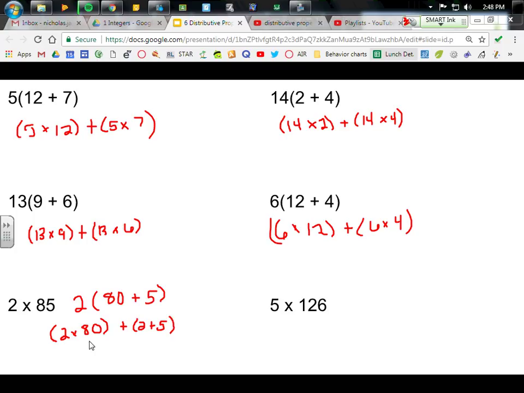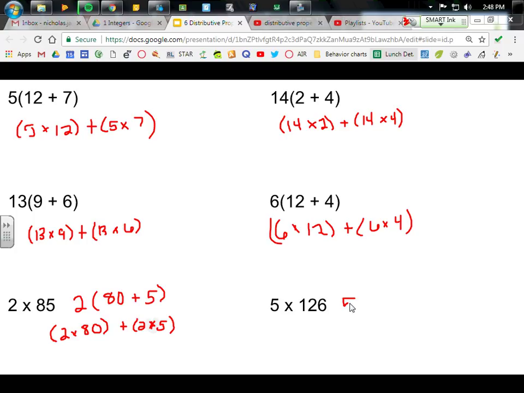And now when you look at it, it may seem a lot more manageable. 2 times 80 is 160. 2 times 5, make sure we know that that's a times. 2 times 5 is 10, so 160 plus 10 is 170. All right. Over here we have 5 times 126. Now 126 can be broken into 3 different place values, right?